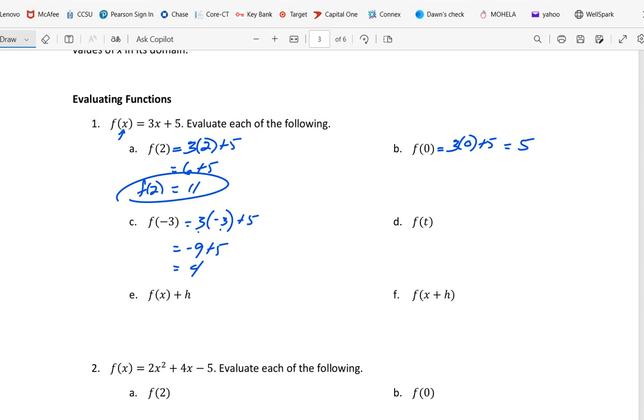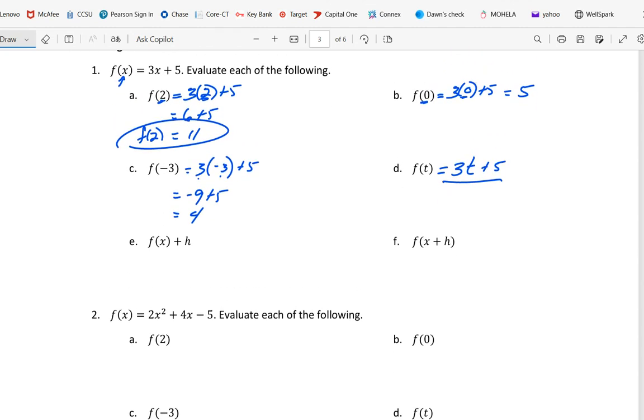These next few is where people start to get a little iffy, wonky. I do the same thing. For f of 0, in place of the x, I wrote 0. For f of 2, in place of the x, we wrote 2. For f of t, in place of the x, I write t. And really, there's nothing to do here because 3 times t is simply 3t.